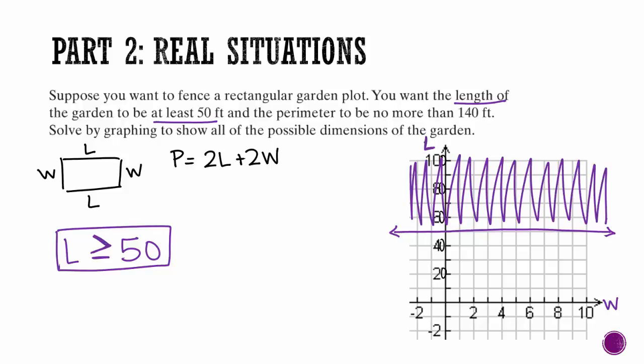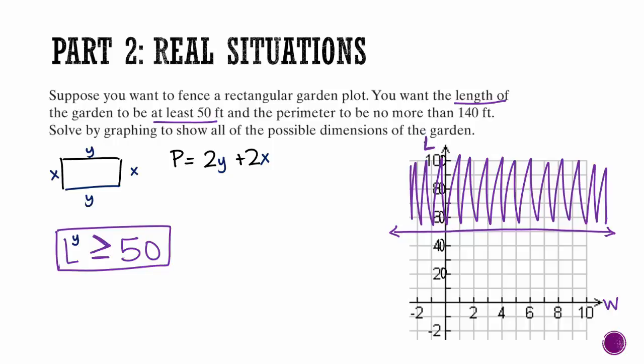I don't want anything below 50. Now, if I take a look at this other one, since I made this y, we can change this and it'll make our lives a little easier. This is y, and then this will be x. So 2y plus 2x, we can think of it here.